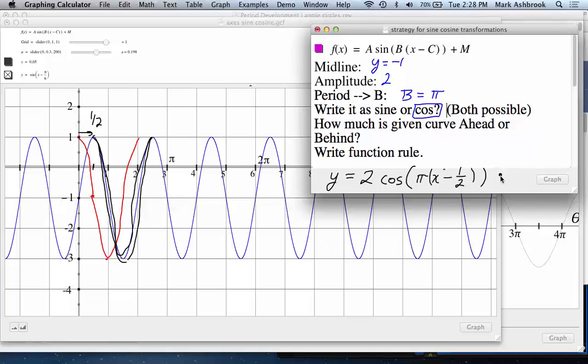Here's what he wants. What do you think? That's it. Anybody have a question?